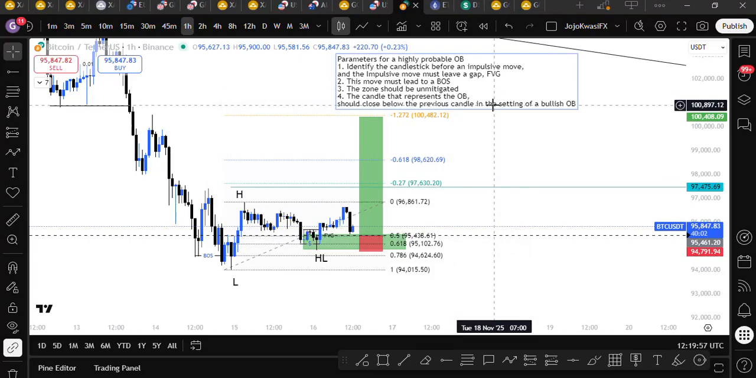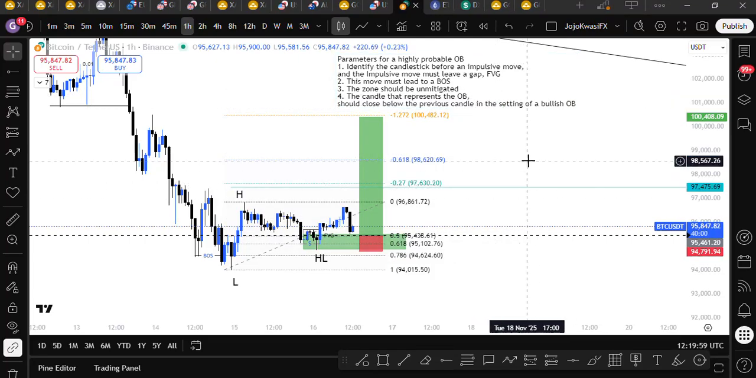Guys, this Sunday morning, almost Sunday afternoon, depending on where you are. If you're in the Caymans, it's Sunday morning. If you're in Ghana, it's Sunday afternoon.